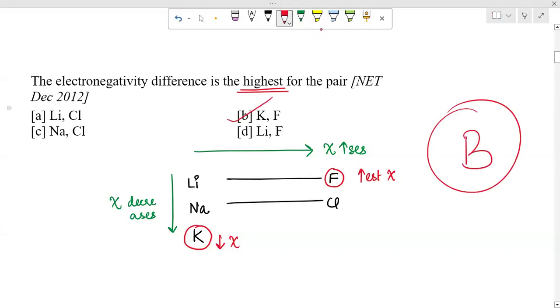The difference between the highest and the lowest. Option B is the correct answer. Question which was asked in December 2012.